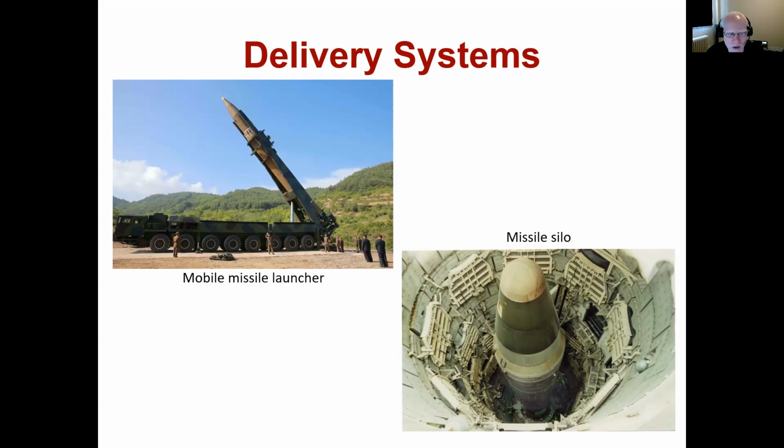And then missile silos, which are built into the ground, not movable, but much more difficult to destroy. So much more survivable against an attack because they're buried in the ground. So it's kind of a different logic. The Americans tend to favor the missile silo. The Soviets tended to favor the mobile missile launcher, but both were delivering ICBMs.